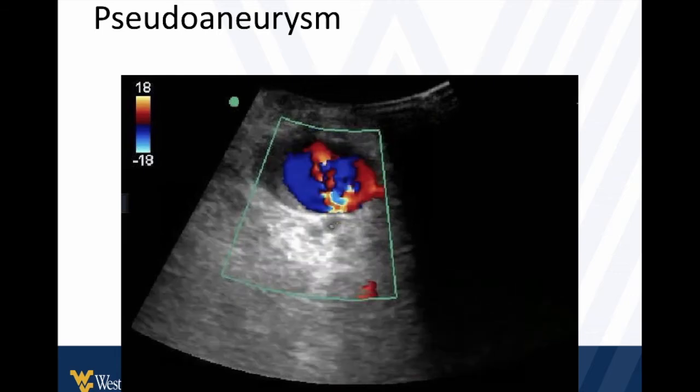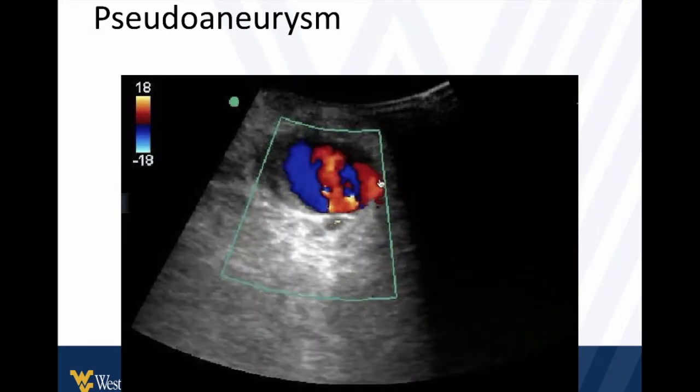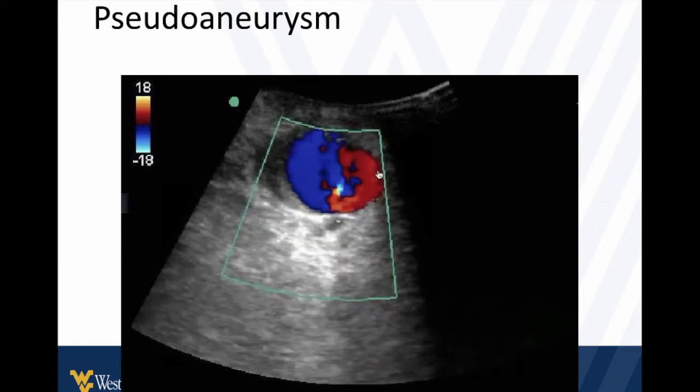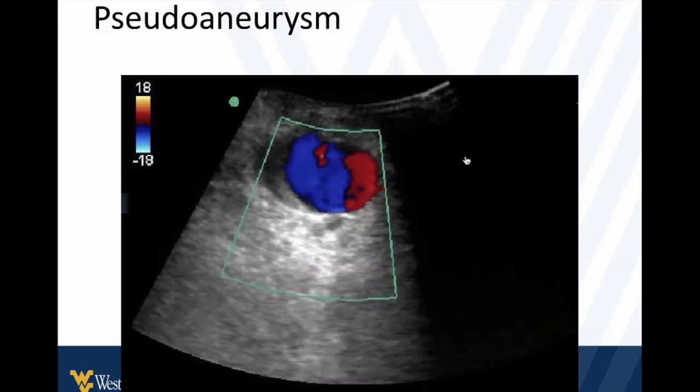So here's just a live image of a pseudoaneurysm. So we've identified the vessel here. This is the vessel. This is that large area of quote-unquote hematoma, but it's not hematoma because it has blood flow through it, flowing in and out. This is a pretty sizable pseudoaneurysm. Again, a diagnosis that you can make in seconds at the bedside with some very basic ultrasound skills.